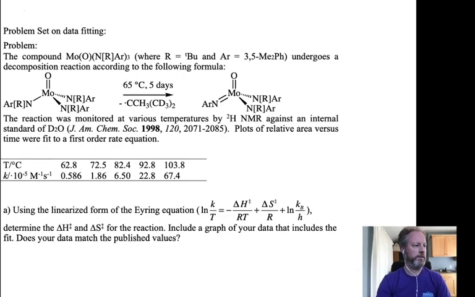Okay, let's look at the problem set, the homework. There's a PDF of this on Sakai, but it's the same equation here. This is a chemical reaction where you take a molybdenum oxo-tris amide complex and you heat it for 5 days at 65 degrees. You lose a t-butyl radical and you get the oxo-imido complex. There's some numbers plotted there, temperature in degrees C, and the rate constant of the reaction that was extracted. So let's use the linearized form of that equation to determine delta H and delta S double dagger, and then you could use that information to determine more about the mechanism.